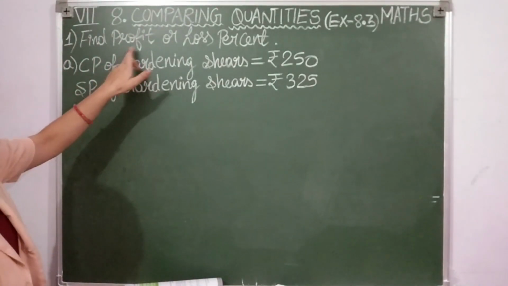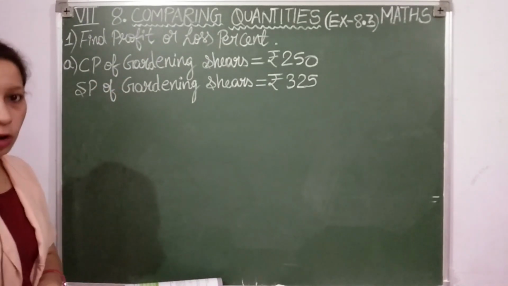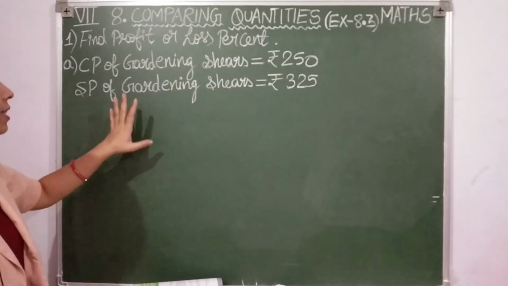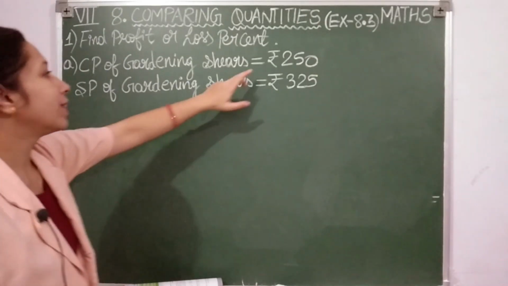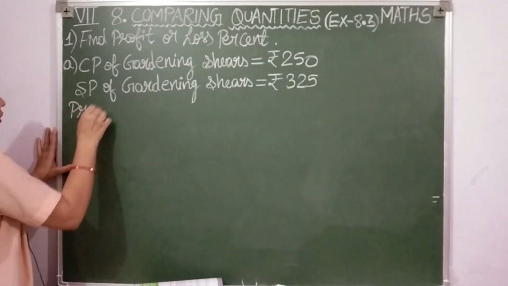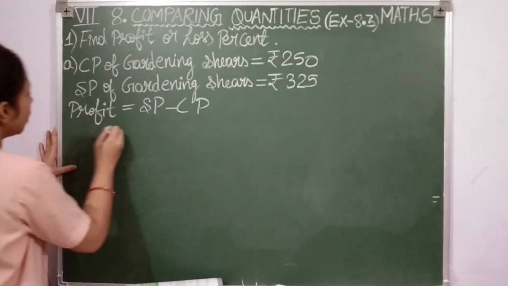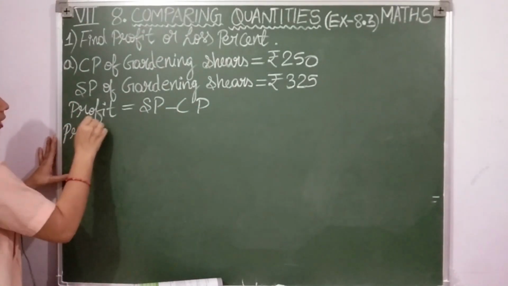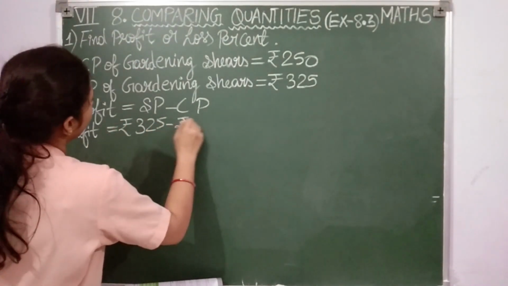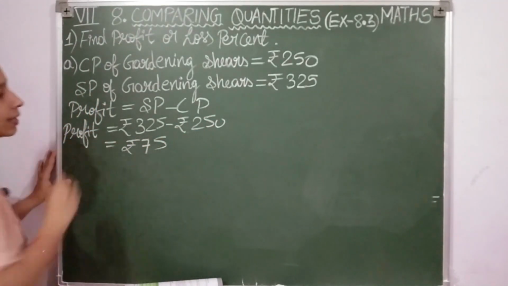Now students, we have to calculate profit or loss percentage for this. But before calculating percent, you should have the profit amount or loss amount, isn't it? So how to identify whether the transaction is having profit or loss? Which is greater, CP or SP? SP is greater, the selling price is greater, then surely it is profit. So write like this, profit is equals to SP minus CP. So according to this, profit is equals to SP is rupees 325, CP is rupees 250, subtract and we will get rupees 75 as profit, isn't it?